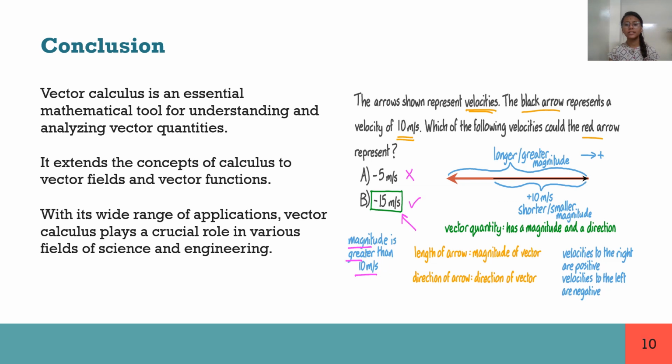Now moving on to the conclusion. In conclusion, a vector directed in two dimensions has two components, that is, an influence in two separate directions. The amount of influence in a given direction can be determined using methods of vector resolution. Vector calculus is an essential mathematical tool for understanding and analyzing vector quantities. It extends the concepts of calculus to vector fields and vector functions. With its wide range of applications, vector calculus plays a crucial role in various fields of science and engineering.